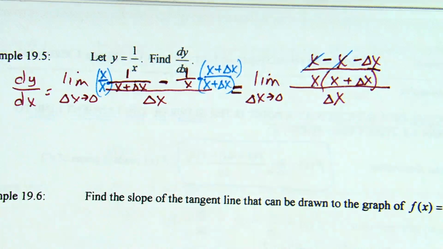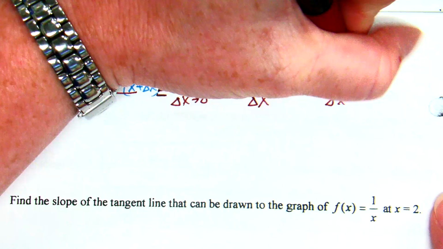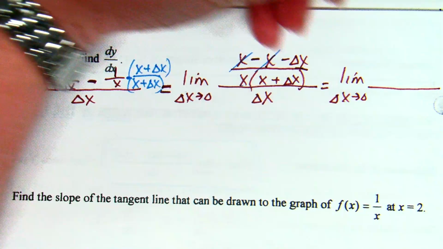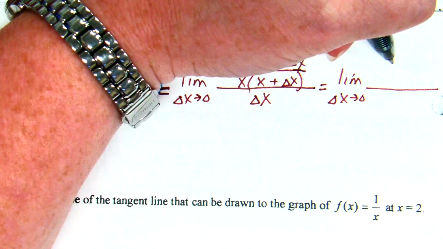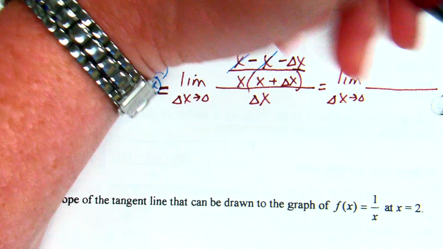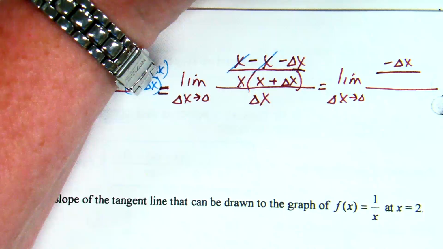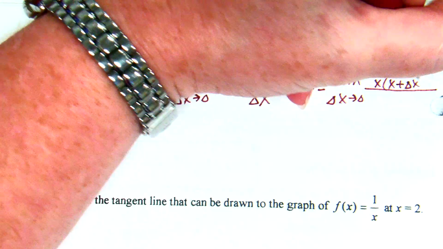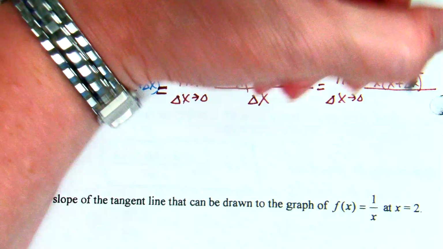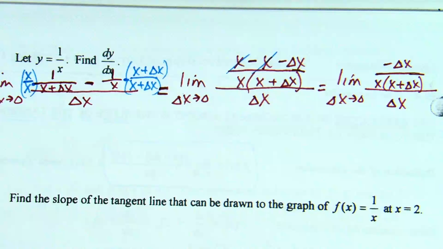So now, the limit as delta x approaches 0. What do we have happening up here? On top of the top, does that make sense? In my numerator, on top of that numerator, there is a negative delta x. The denominator of the numerator is x times x plus delta x, all over delta x.